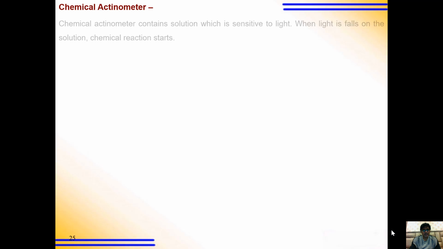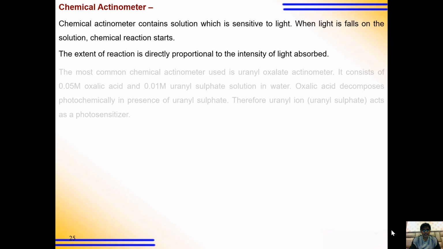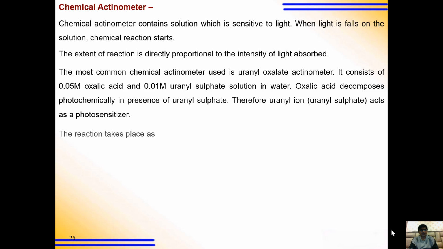This chemical actinometer contains a solution which is sensitive to light. When light falls on the solution, a chemical reaction starts. The extent of chemical reaction is directly proportional to the intensity of light absorbed. The most common chemical actinometer is uranyl oxalate. It consists of 0.05 molar oxalic acid and 0.01 molar uranyl sulfate solution in water. This oxalic acid decomposes photochemically in the presence of uranyl sulfate. Therefore uranyl ions act as a photosensitizer.